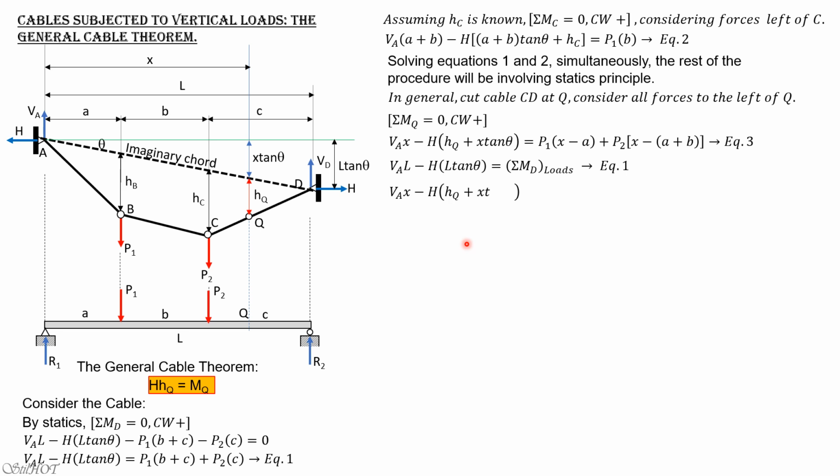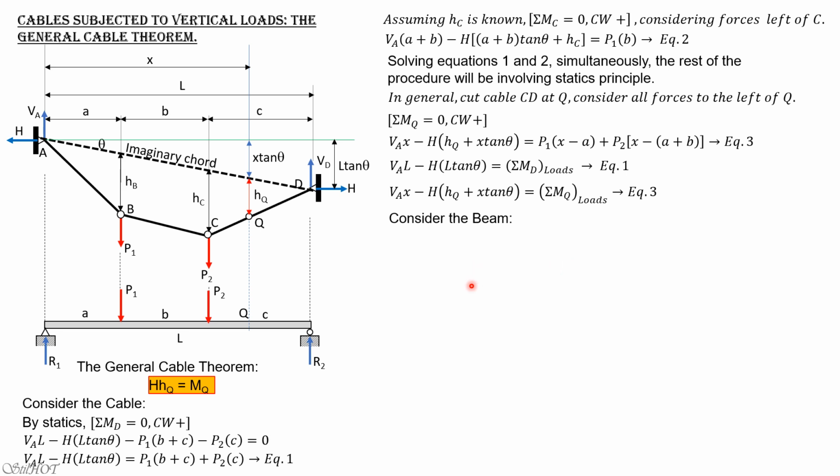Then V sub A times X, also summation of moment about Q equals 0. So V sub A times X minus H times (HQ plus X tangent theta) equals supposedly P1 times (X minus A) plus P2 times quantity (X minus (A plus B)). Then we will call that, from equation 3, summation of moment about point Q due to these two loads P1 and P2. Then considering the beam.